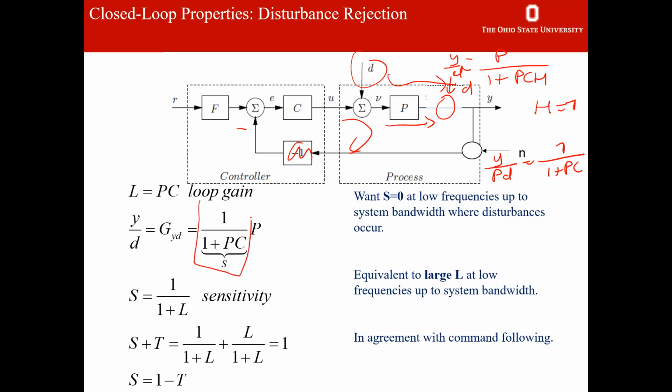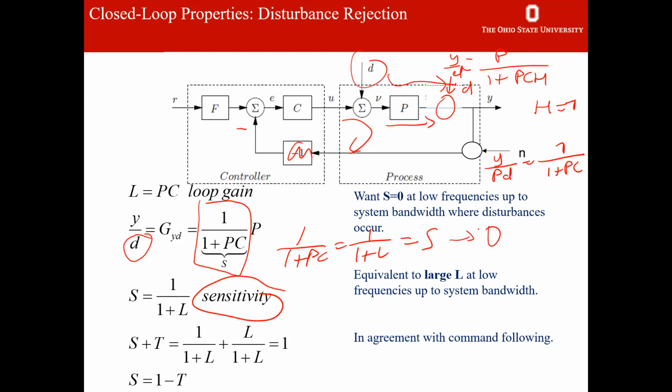Now this 1 over 1 plus PC is equal to 1 over 1 plus L. We call it the sensitivity transfer function. Now what do we want with it? We do not want our system to respond to the disturbance. So what's the ideal value for this? Definitely not 1. What would be the ideal value? We want this to go to 0.